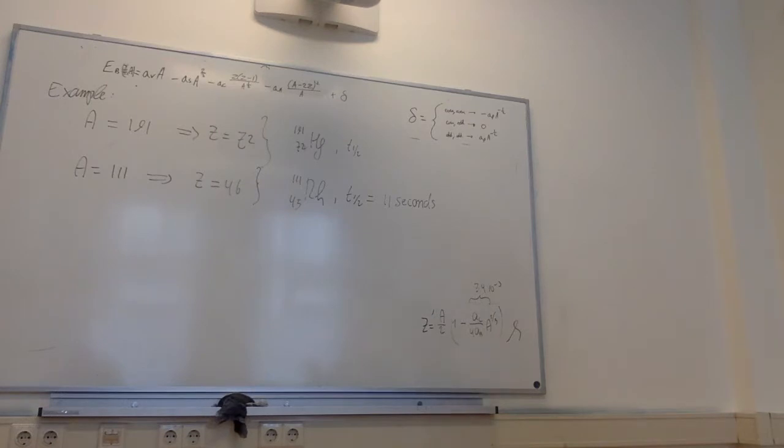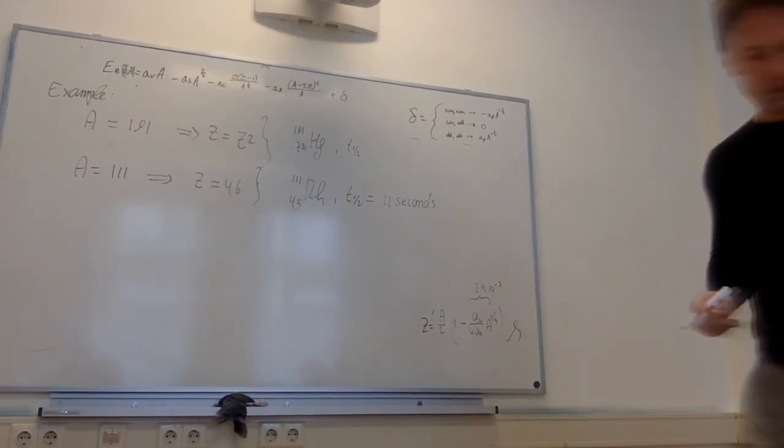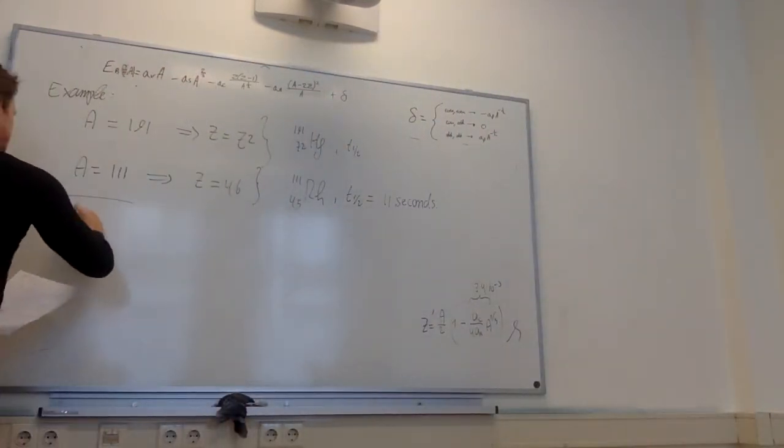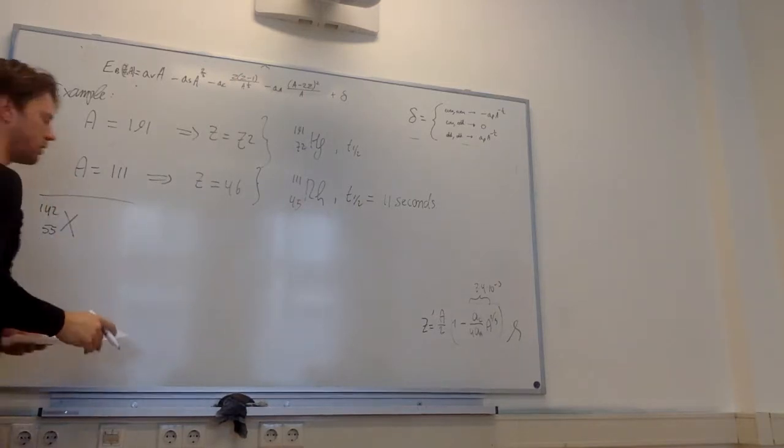Alright, two nice examples. Let's look at xenon. This is an example that we did before, but it's good to do this one more time. Suppose that we have xenon, and xenon has, I never know these things by heart, it's 55 protons, and it has 142.